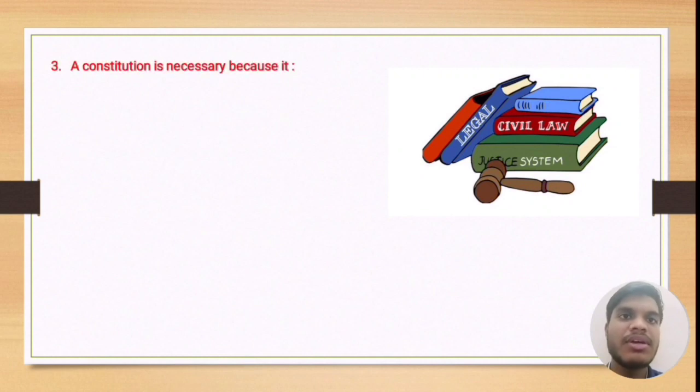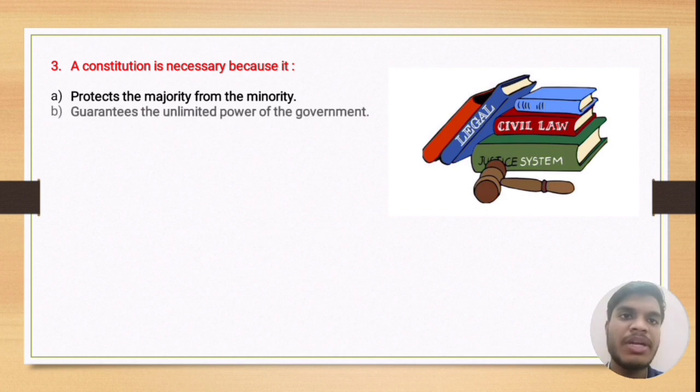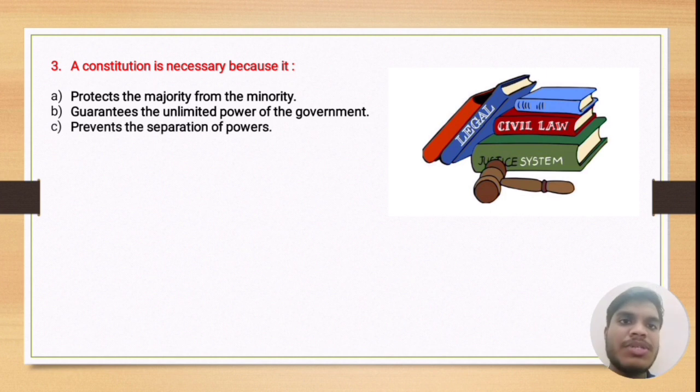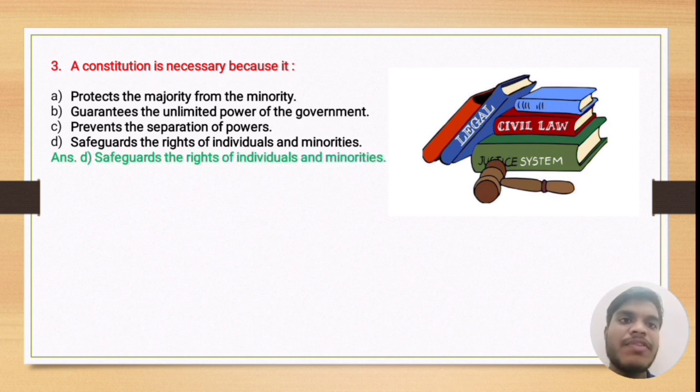Next, a constitution is necessary because option A, it protects the majority from the minority. Option B, guarantees the unlimited power of the government. Option C, prevents the separation of powers. Option D, safeguards the rights of individuals and minorities. And the answer is option D, safeguards the rights of individuals and minorities.